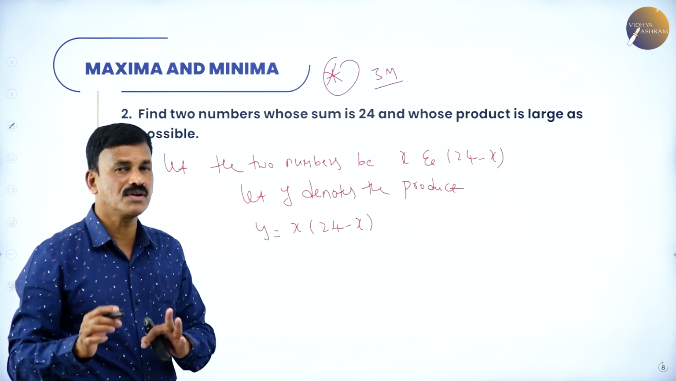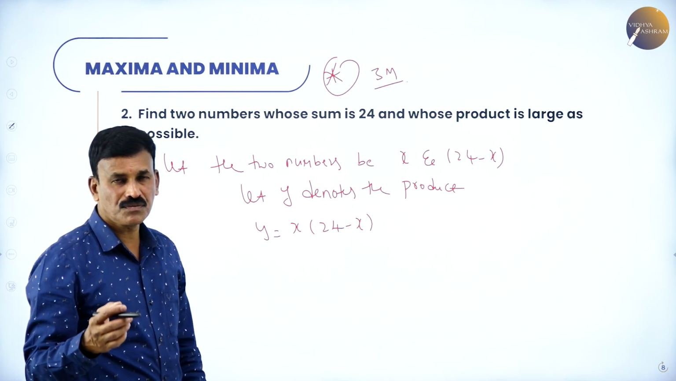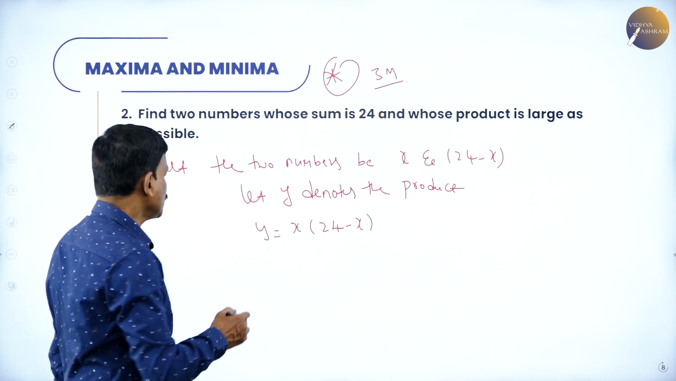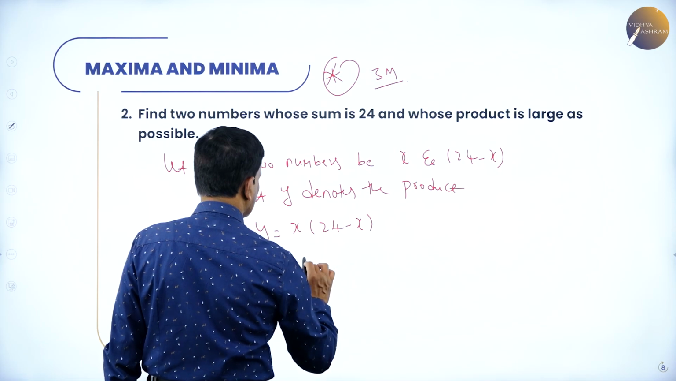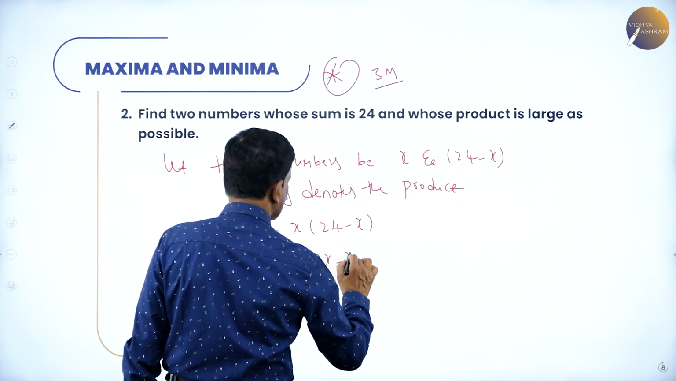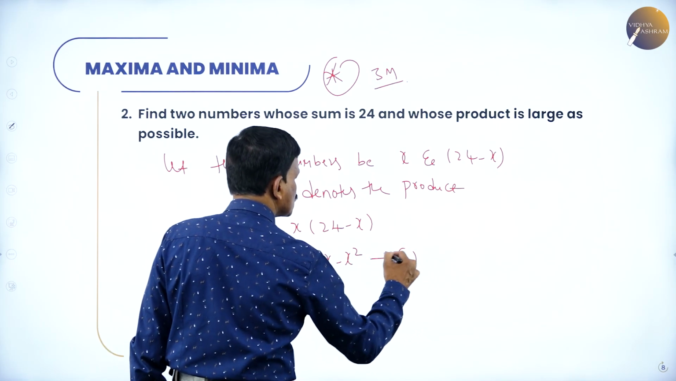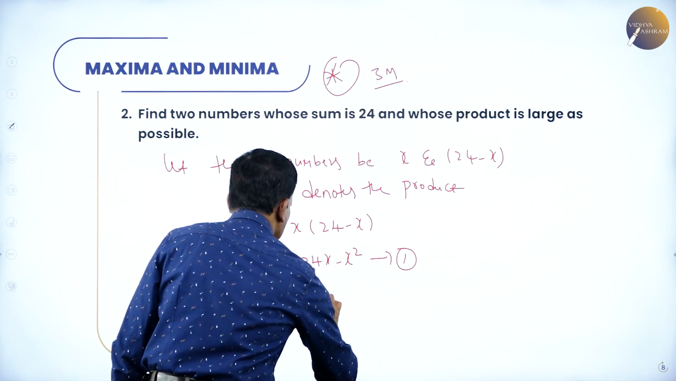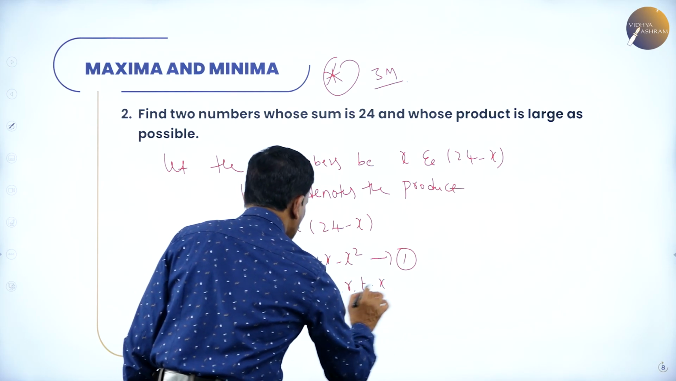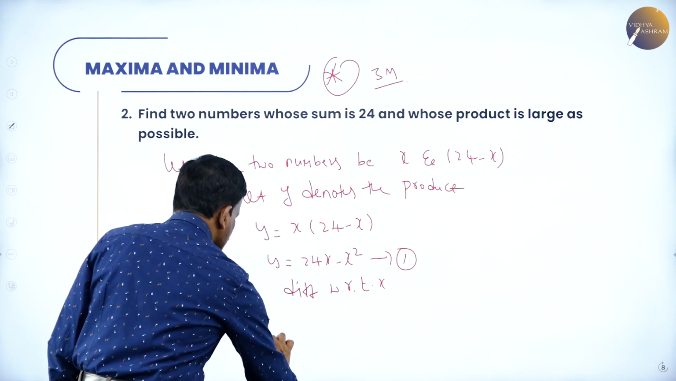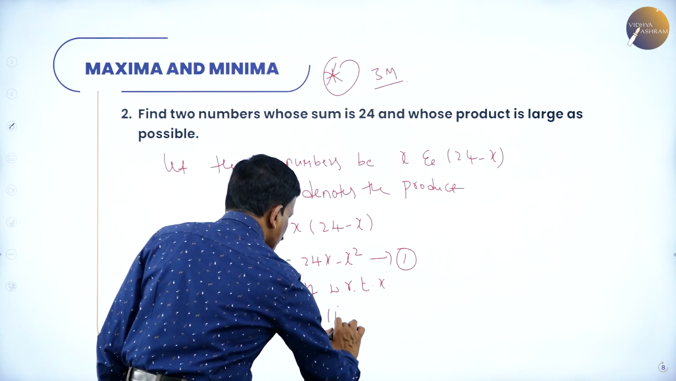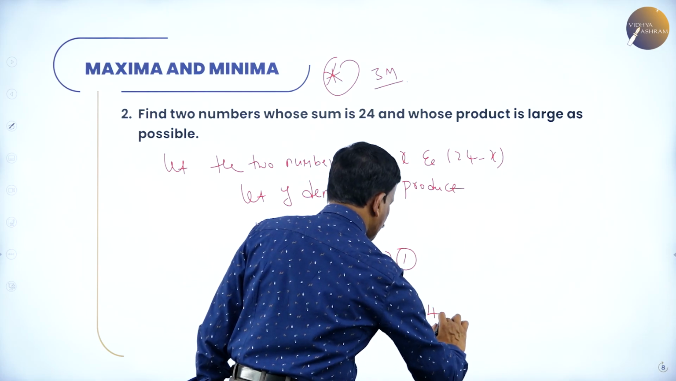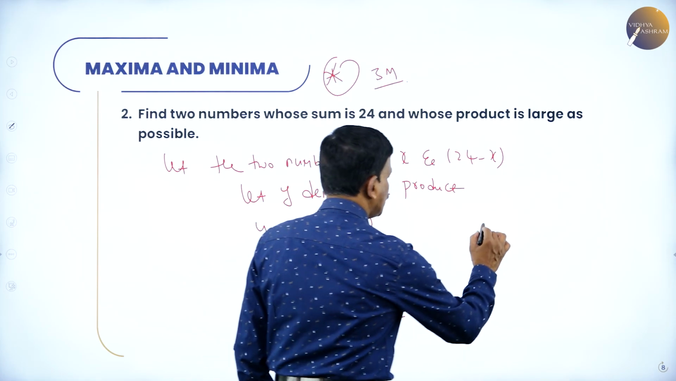Let us consider y is the product of two numbers. If y is the product of two numbers, then y is equal to x into 24 minus x. Simplify this. Y is equal to 24x minus x into x is x square. Let us represent this as equation number 1. Now, differentiate with respect to x. Differentiating with respect to x, what you will get? dy by dx is equal to 24 into differentiation of x is 1 minus x square is 2x, that's equal to 24 minus 2x. Differentiate again.